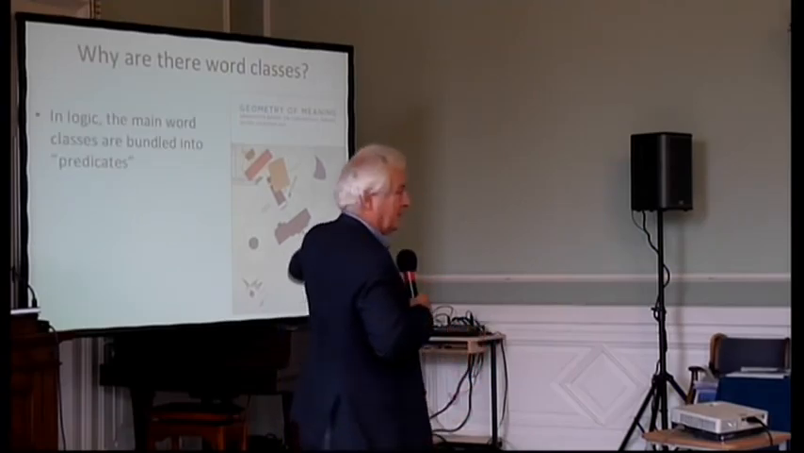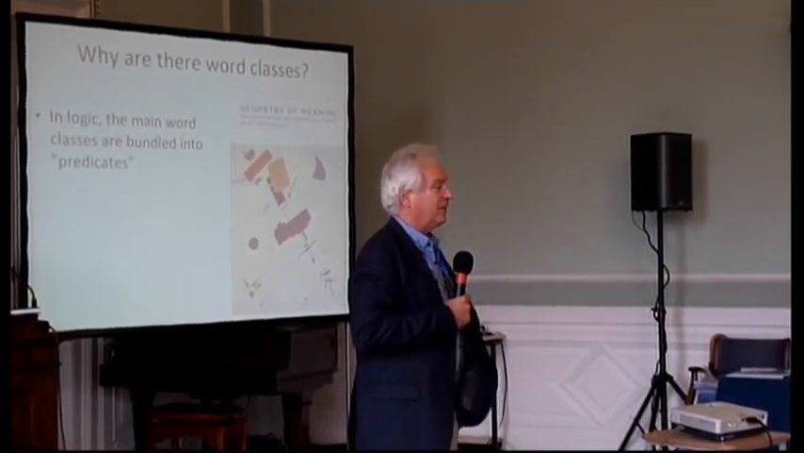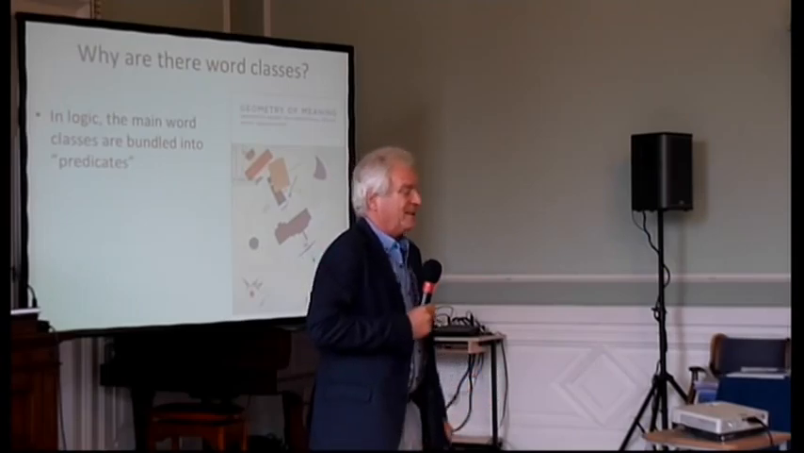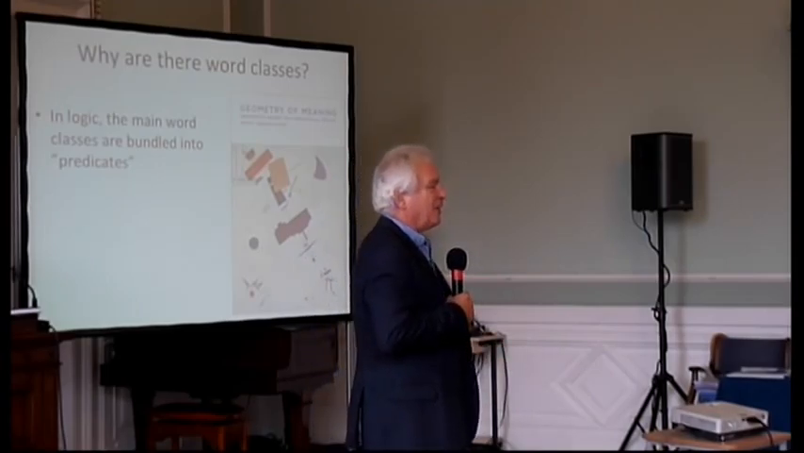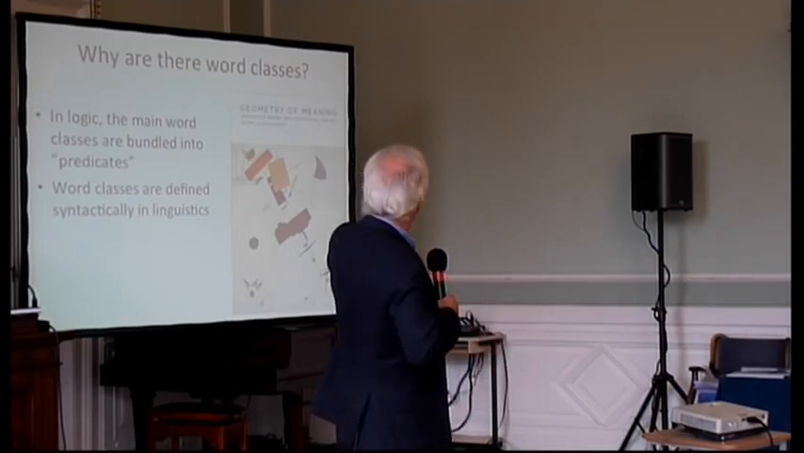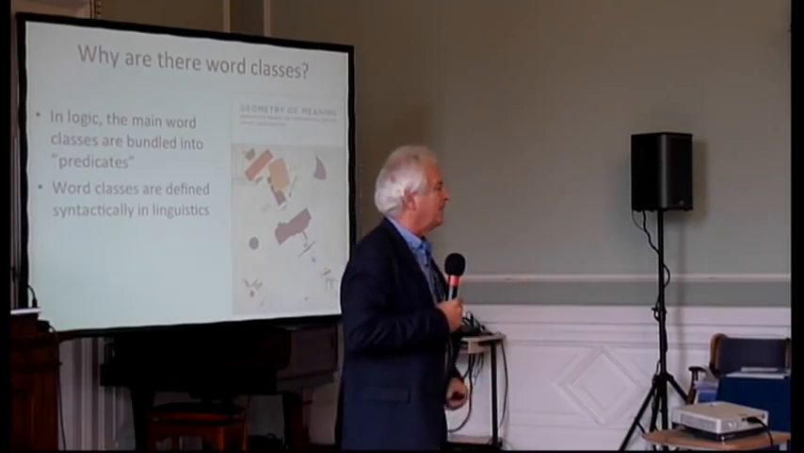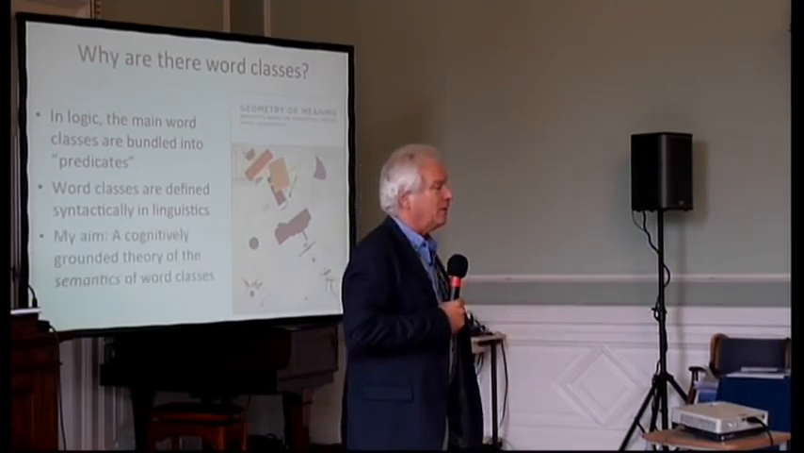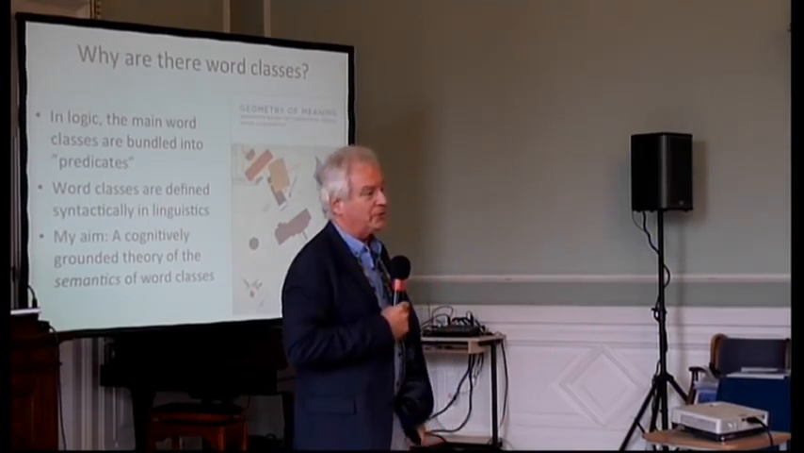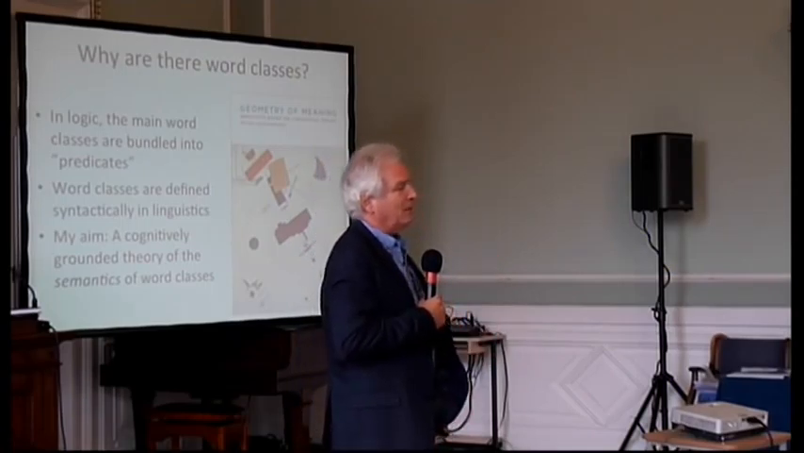When you go to philosophy and study logic, everything is bundled into predicates. These distinctions are just muddled over. And that's a problem, I think. And if you go to formal linguistics, the word classes are defined by syntactic criteria. They forget about the semantics. So my aim is to give a semantic analysis of why we have word classes. That's the aim, a cognitively based semantics for why we have word classes.